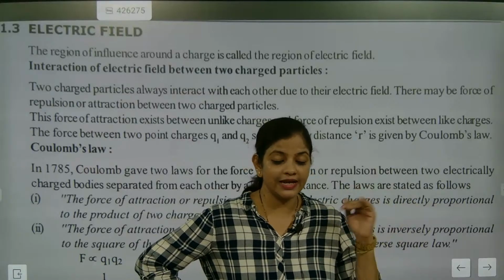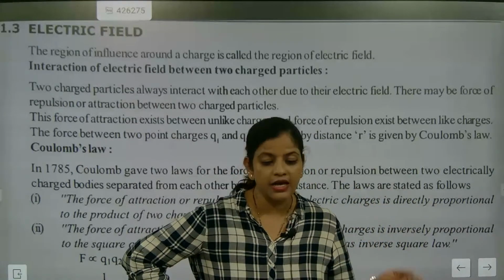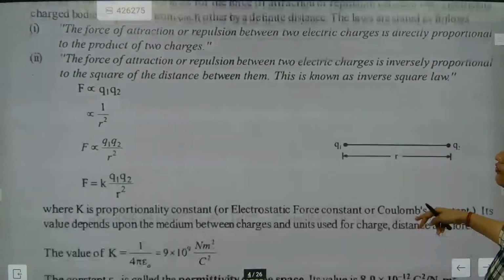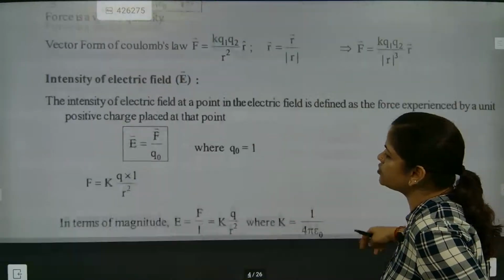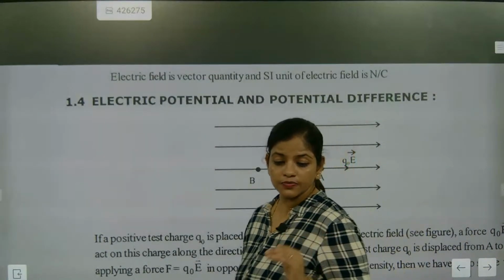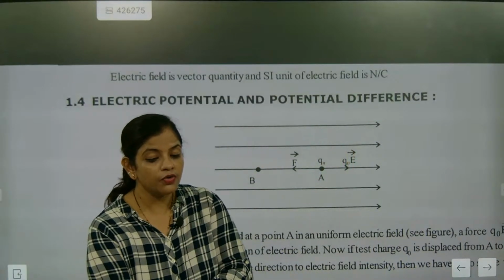Now I am teaching electricity, and this is exactly class 10th content. Now look here. When we talk about the force of attraction, and electric field and potential, we are going to understand that Coulomb's law is not in your syllabus. Okay.